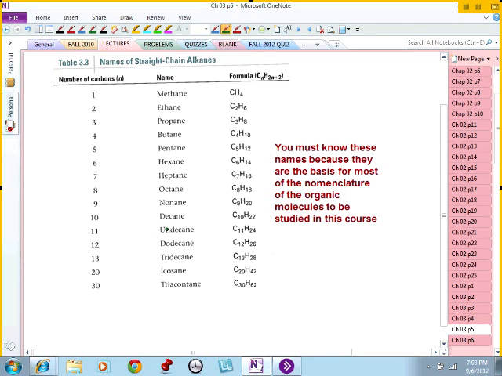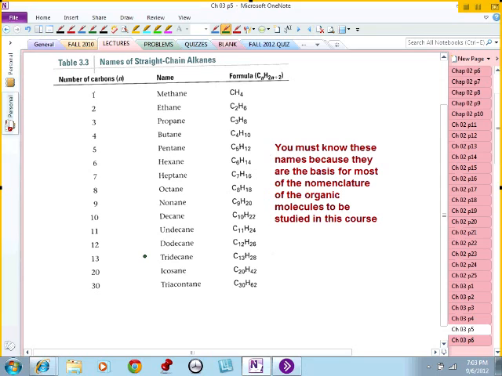Then you go on. Then you get to undecane, meaning that you have 11. Dodecane, tridecane, what if you have 14? I thought you just said you got it. That would be tetradecane. What if you have 15? Pentadecane. Exactly. What if you have 16?